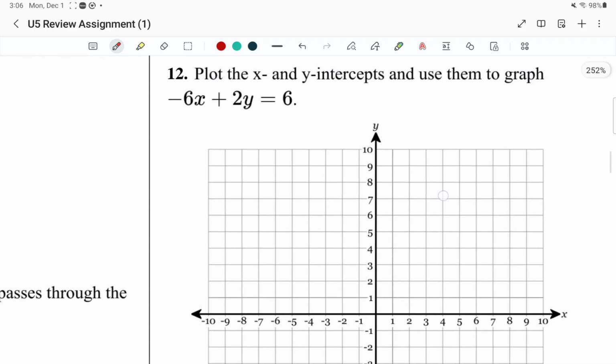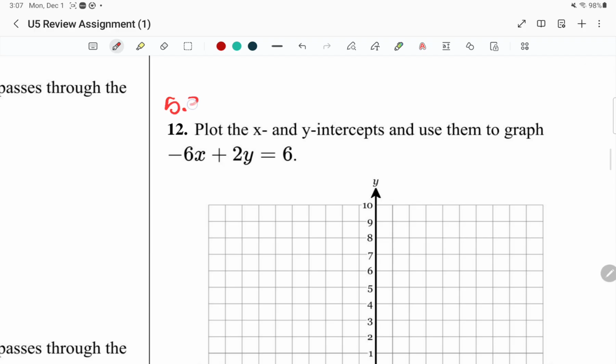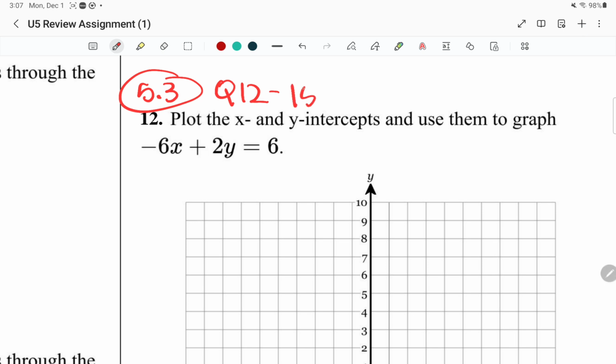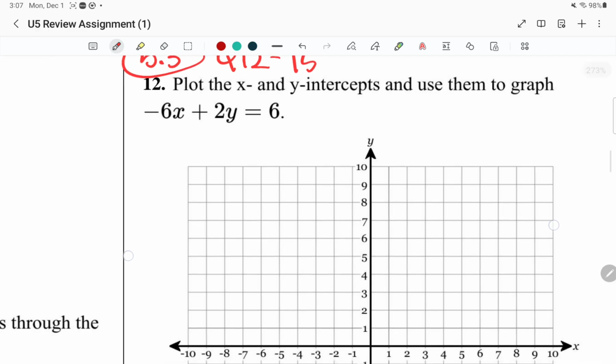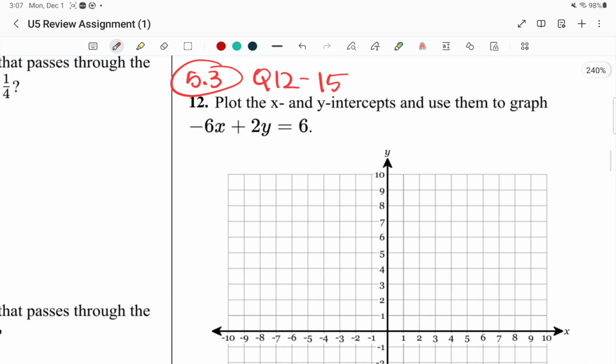All right, this is 5.3. 5.3 is going to be questions 12 to 15. Okay, to plot the x and y intercepts and graph this thing. Okay, we know how to find the intercepts. This is our cover-up method, right? We cover up one and we write the other. So that's going to be my y-intercept because y is left. Cover up the other one, write what's left.